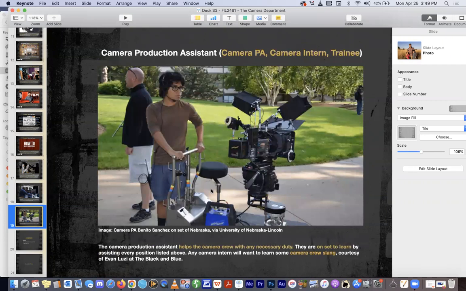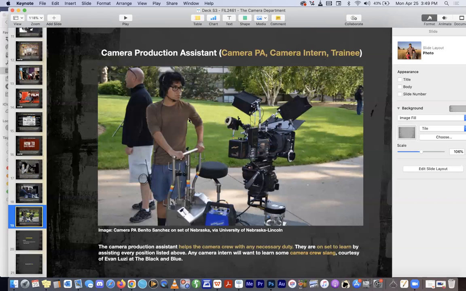And then we talked about the camera PA. So here's another entry-level position in the camera department, the camera production assistant. This is kind of rare on bigger budget movies because the unions sort of frown on non-card holding individuals working within a given department. But on any of your non-union feature production or television productions, a lot of times you'll find a camera production assistant position open. And this is also an entry level position.